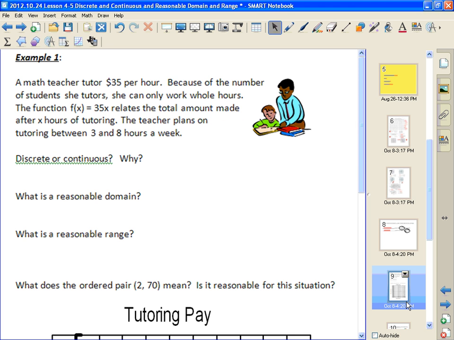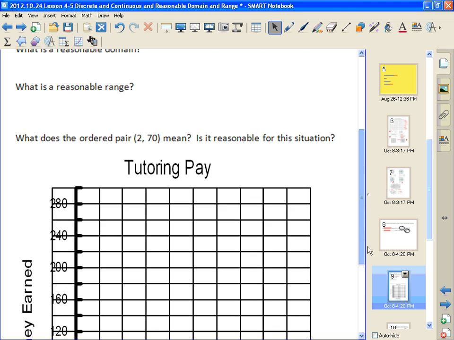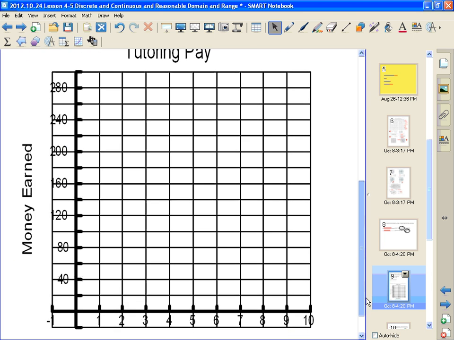Okay, on example 1, it says a math teacher tutors and charges $75 per hour. Because of the number of students she tutors, she can only work whole hours. The function f of x equals 35x relates the total amount made after x hours of tutoring. The teacher plans on tutoring between 3 and 8 hours a week. So is this situation discrete or continuous? And then there's several other questions that we would want to answer there. But first what we're going to do is make a graph.